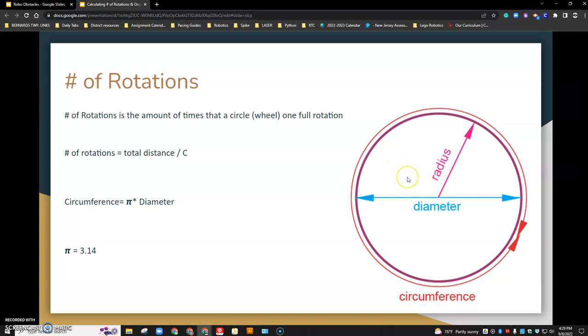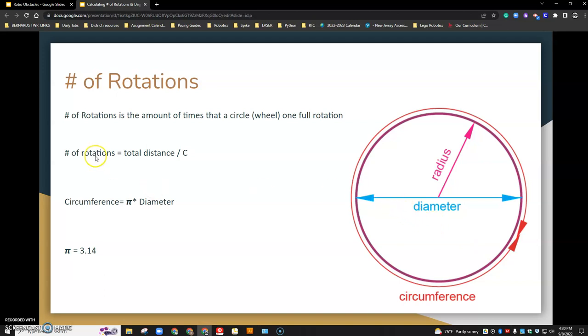To measure the diameter of a circle, or the diameter of your wheel, you're going to measure straight across through the center from the outside of your wheel to the outside of your wheel, and you must go through the center in order to get an accurate measurement, right? The radius would be halfway across our circle, from the center to the outside. And the circumference is the measurement all the way around your circle. It's like the perimeter of a circle, right?